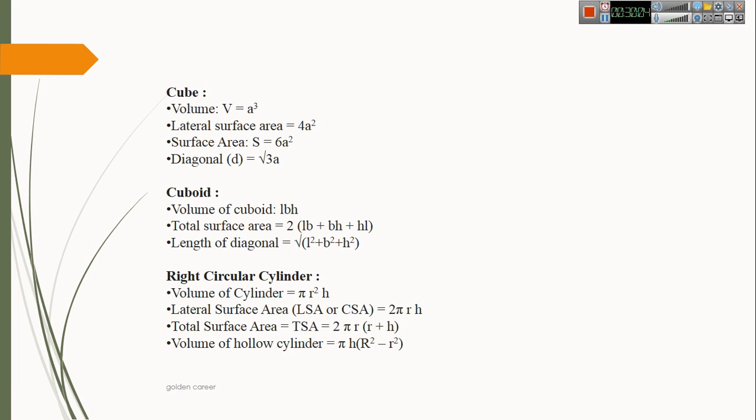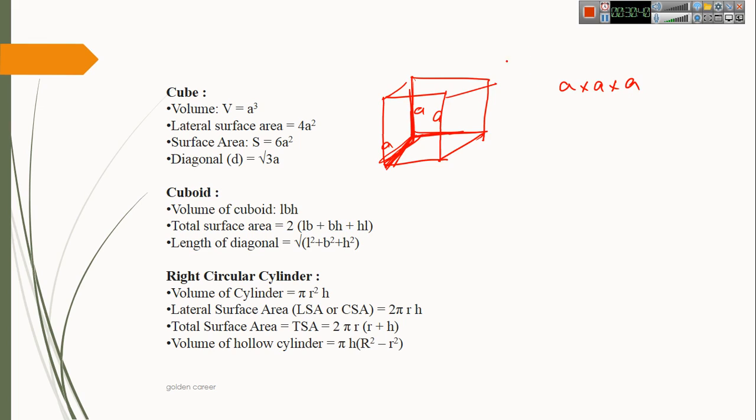Next we have a cube. In a cube all the edges are of equal size. If we consider the side as A, then all the sides are A. The height, the breadth, all are A. So the volume of the cube will be length into breadth into height, therefore A into A into A, which is equal to A cube.